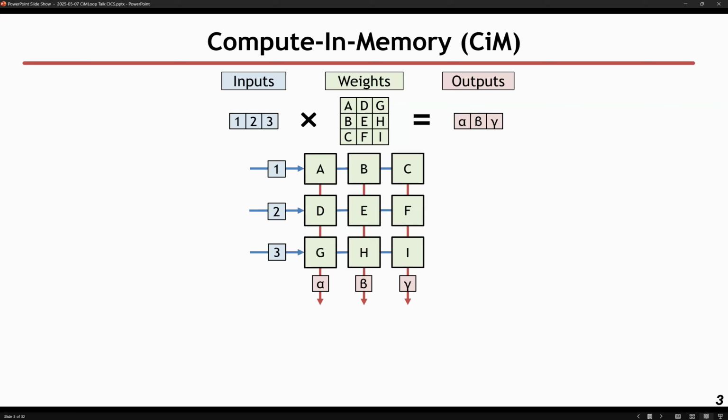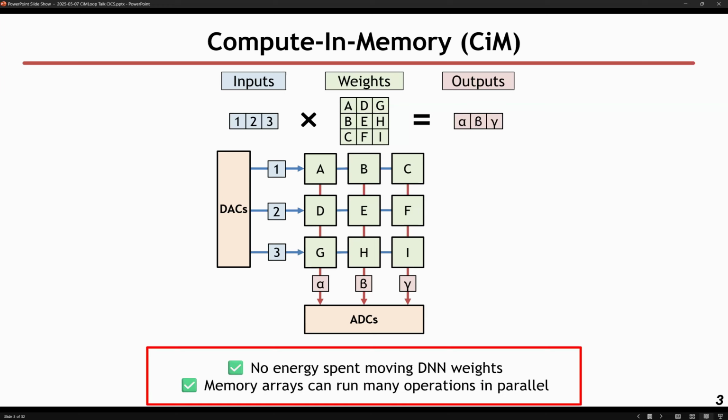Now, this isn't the full picture because, of course, if you're doing your computation in analog, the rest of your chip is digital, you need some kind of interface circuits. So for this, we'll need a digital analog converter, or DAC, on the left, and an analog digital converter, ADC, on the bottom. There are two advantages to this approach.